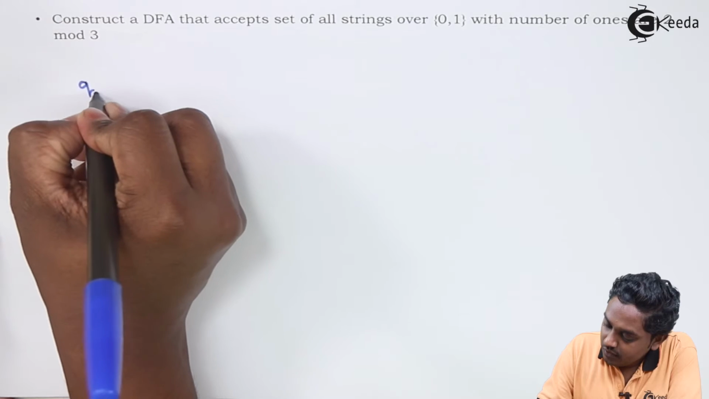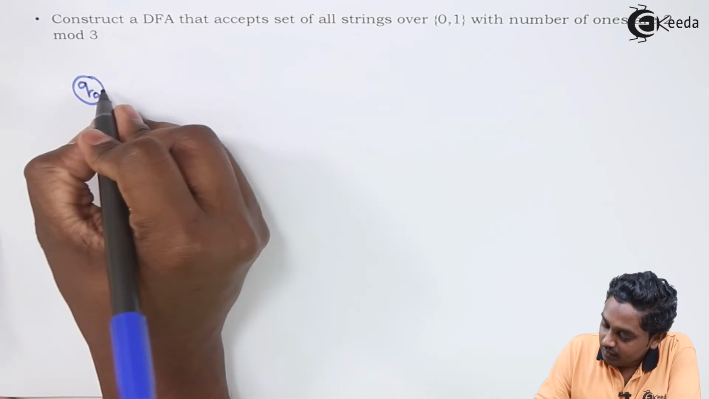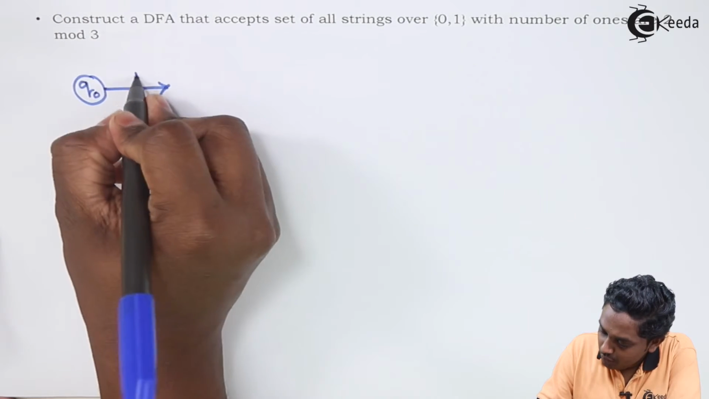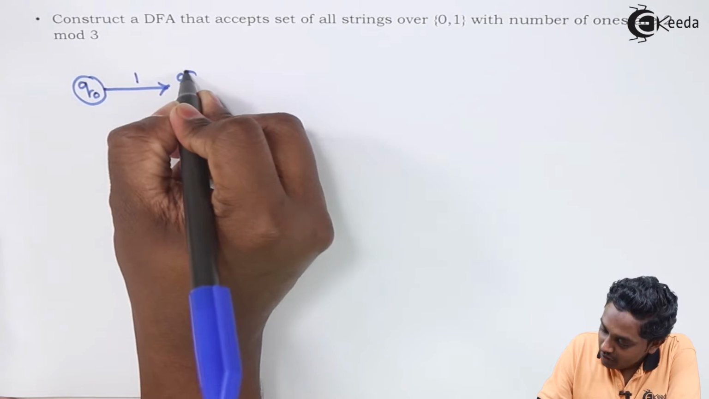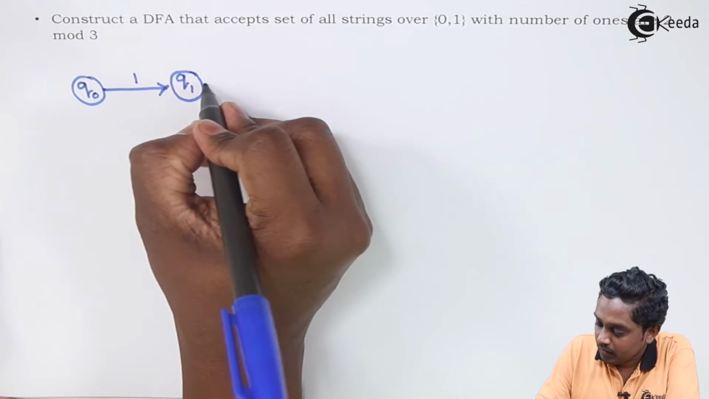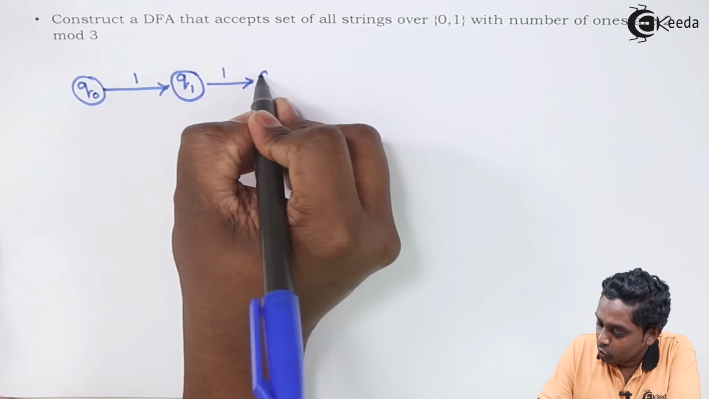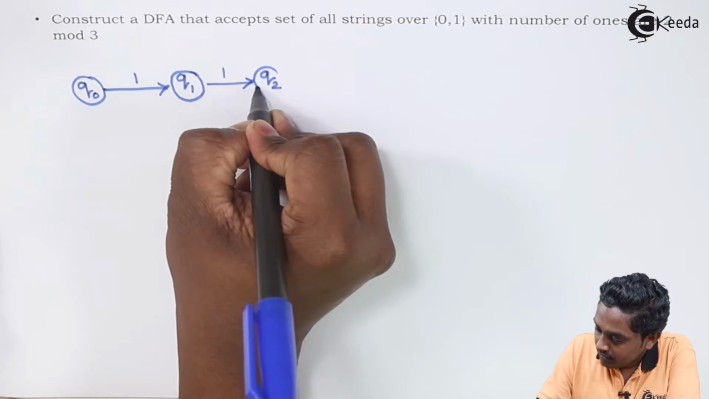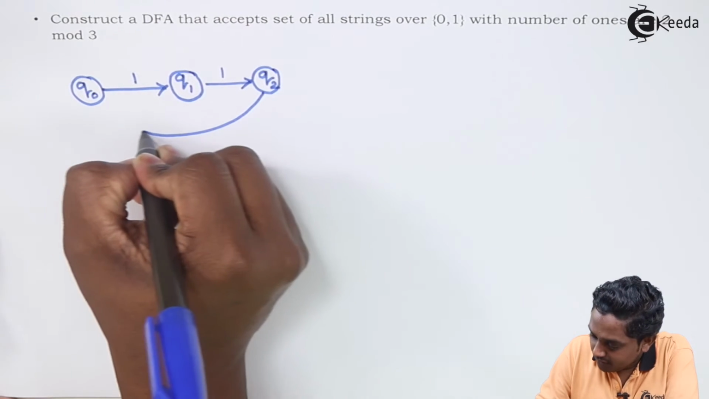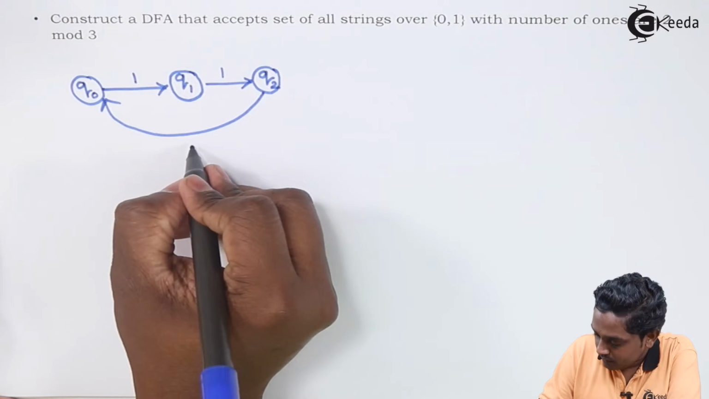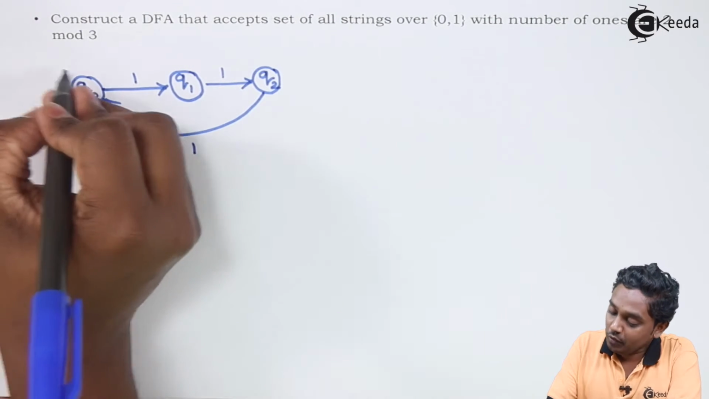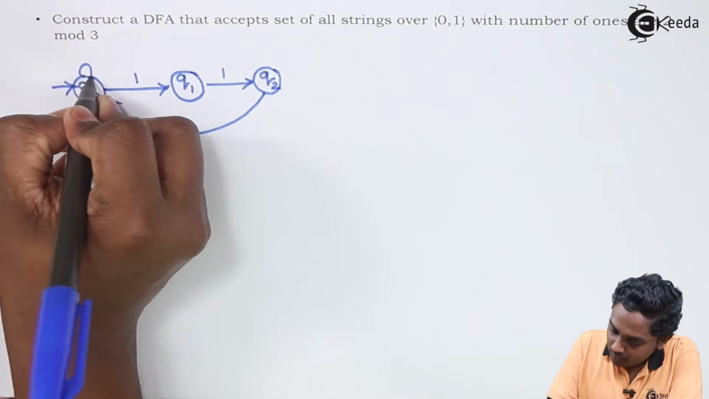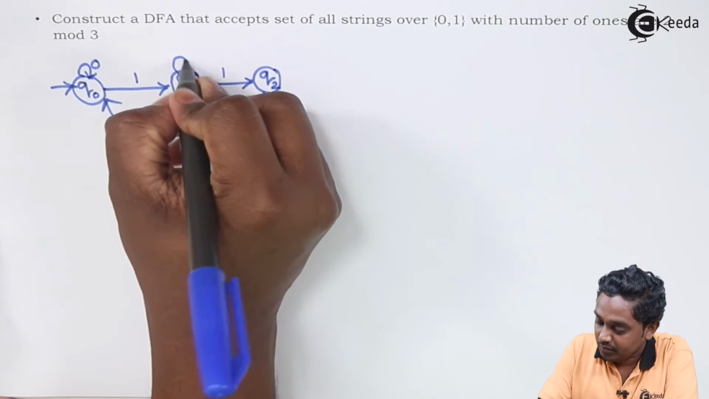Initial state is Q0. It is counting ones. So on 1, it is going to Q1. Now it is 1 mod 3. This is 2 mod 3. And when it comes back, it is 0 mod 3. We were ignoring 0. Let's put the 0. On 0, it will be staying back to the same states.